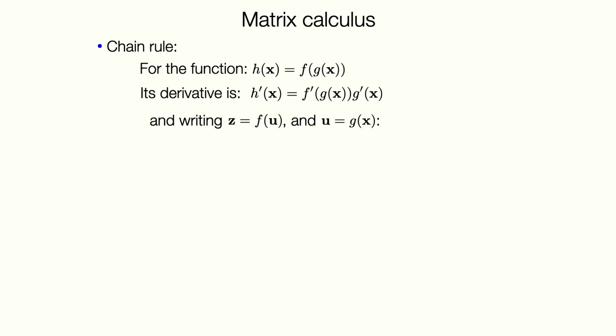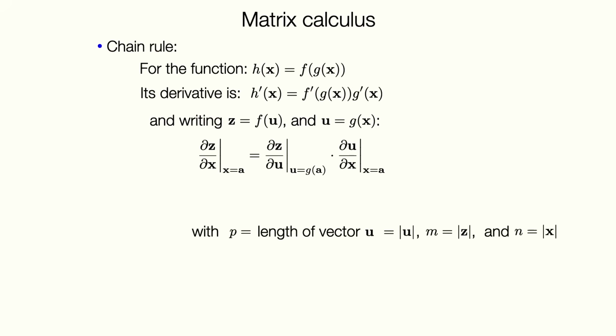All right, so if we write this out as z is f of u and u is g of x, then you can write it out this way, right? Essentially you can write this out as the multiplication of two partial derivatives. So that means that p would be the length of vector u, and m would be, wait, what is p? What am I talking about?